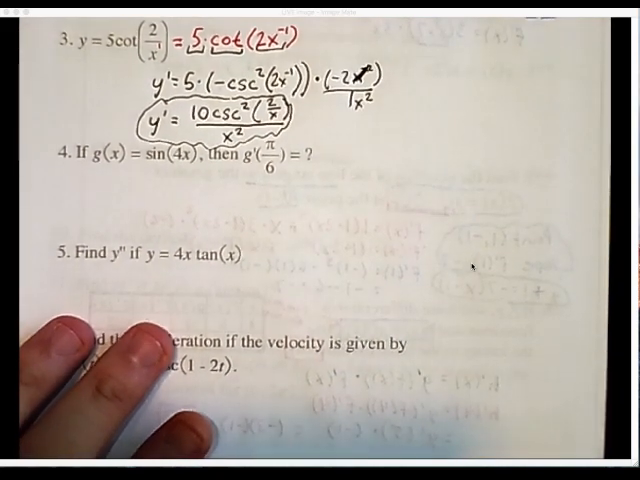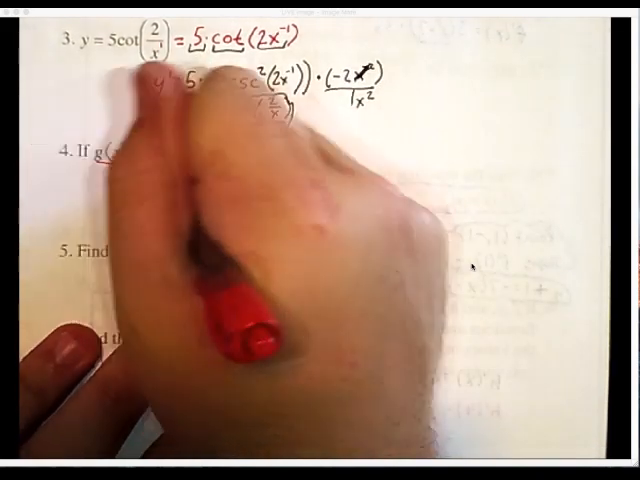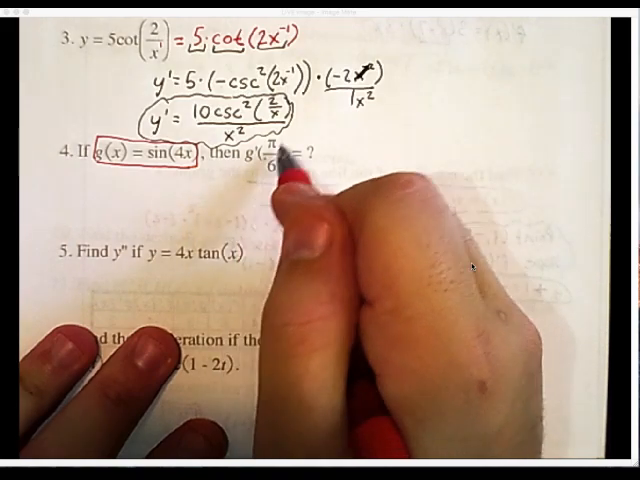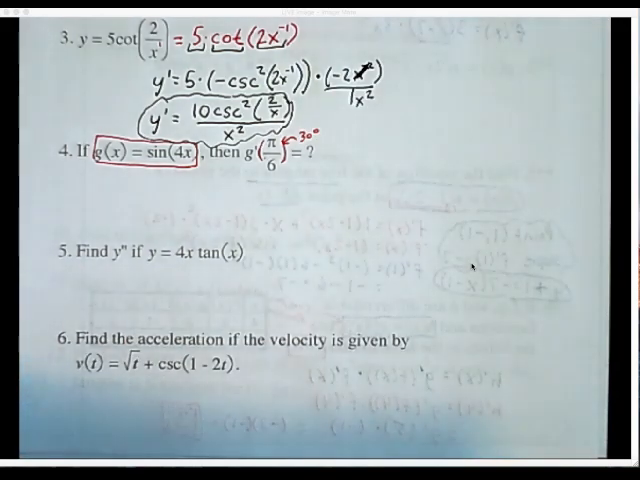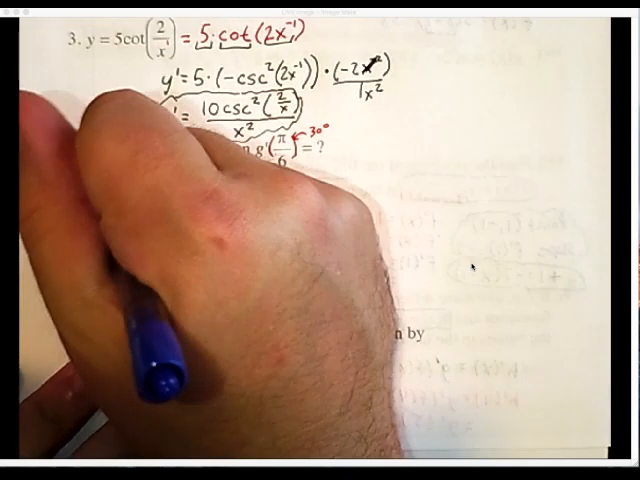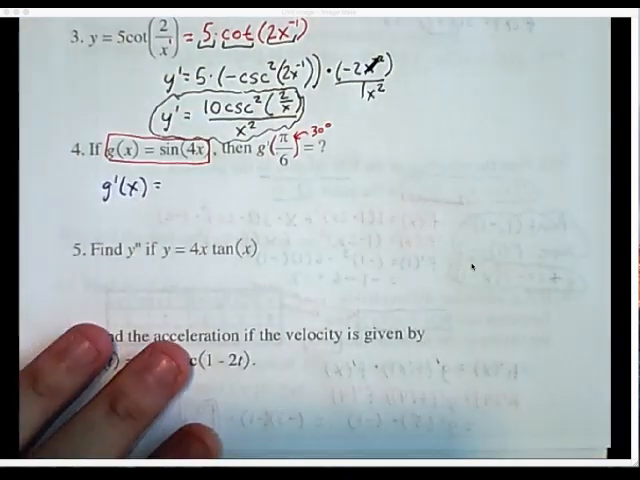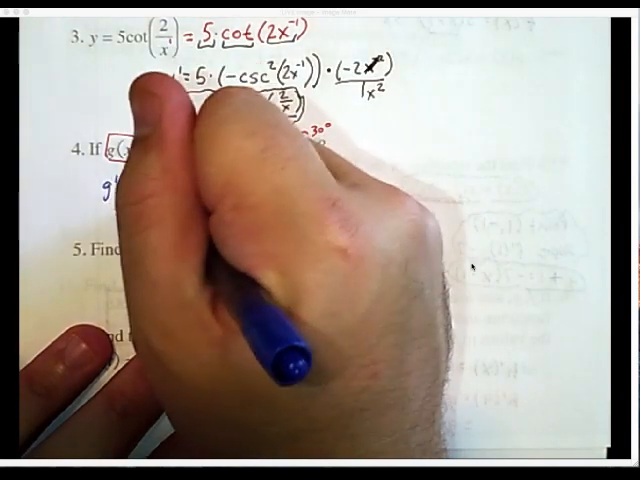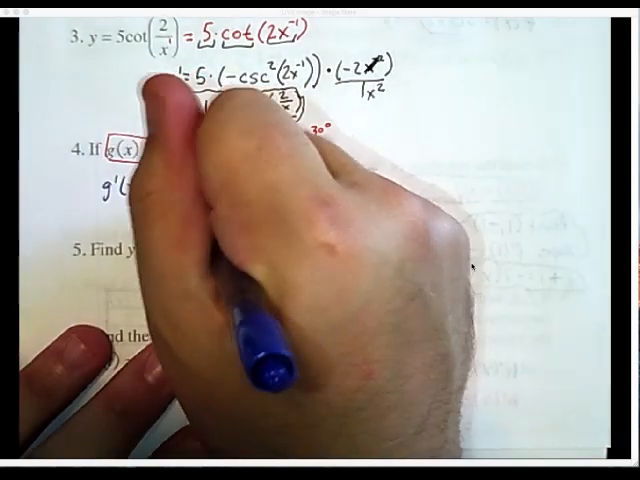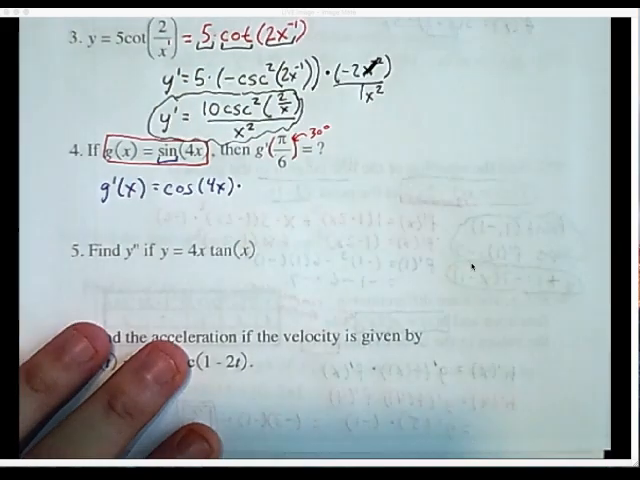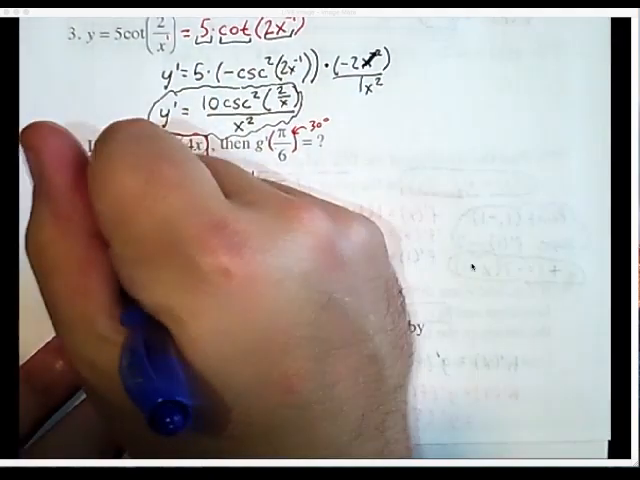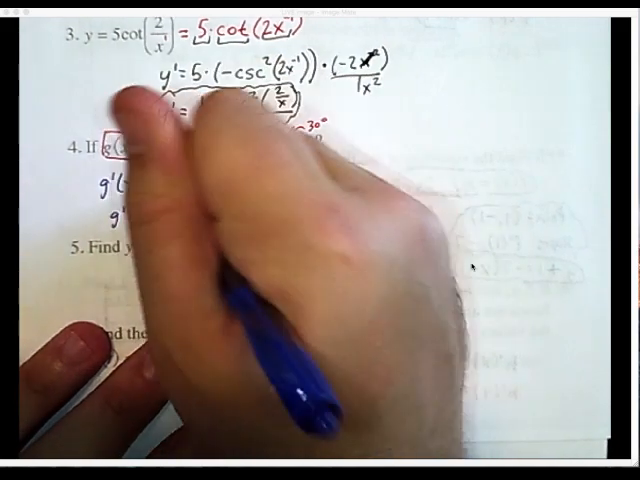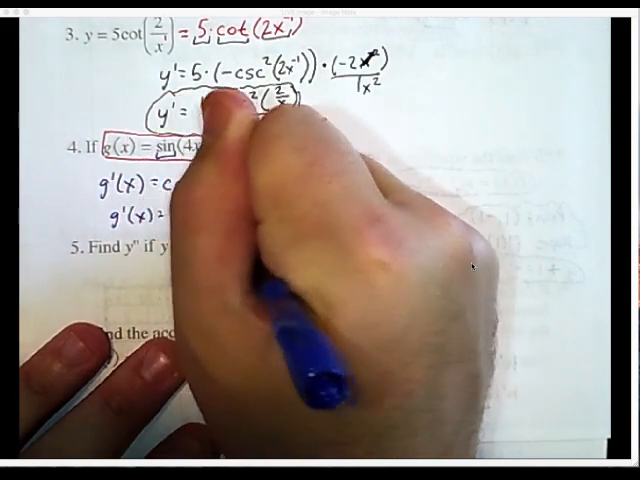All right, let's do the next one. It says if g of x equals the sine of 4x, then g prime at pi over 6 radians, remember that means the same thing as 30 degrees, is what? Before I can find g prime at a value, I got to find g prime of x. So we take the derivative of the outside, derivative of sine is cosine, we leave the inside alone, times the derivative of the inside. So what's the derivative of 4x? Hopefully you say it's just 4. So g prime of x equals, generally we move the coefficients to the front, so 4 times the cosine of 4x.